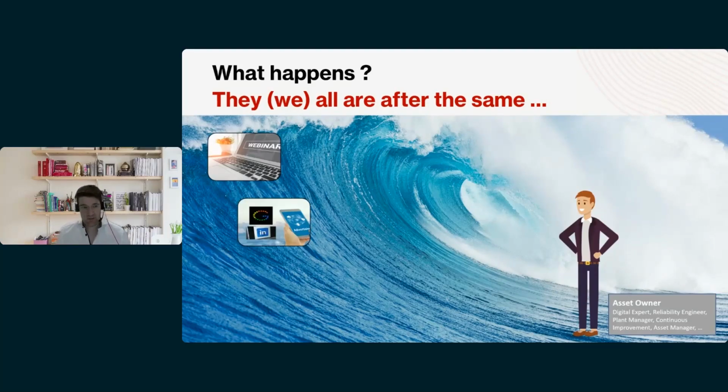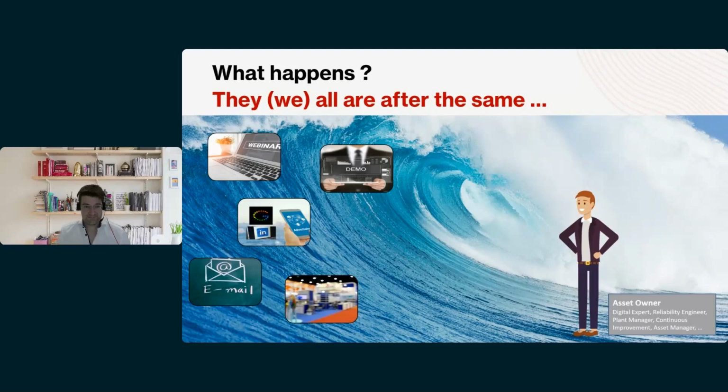You're bombarded with webinar possibilities. If you spend some time on LinkedIn and Google and search for the right keywords, you will at some point get back a lot of advertisement in this direction. You will get cold emails advertising Industry 4.0 solutions. At any fair nowadays, you go from booth to booth, you will see one great solution after another. You will get offered demos.